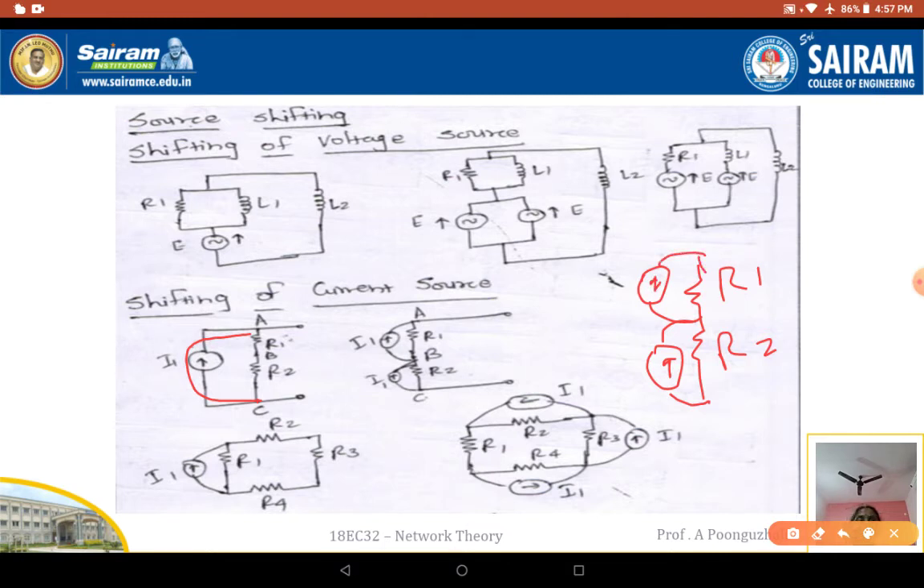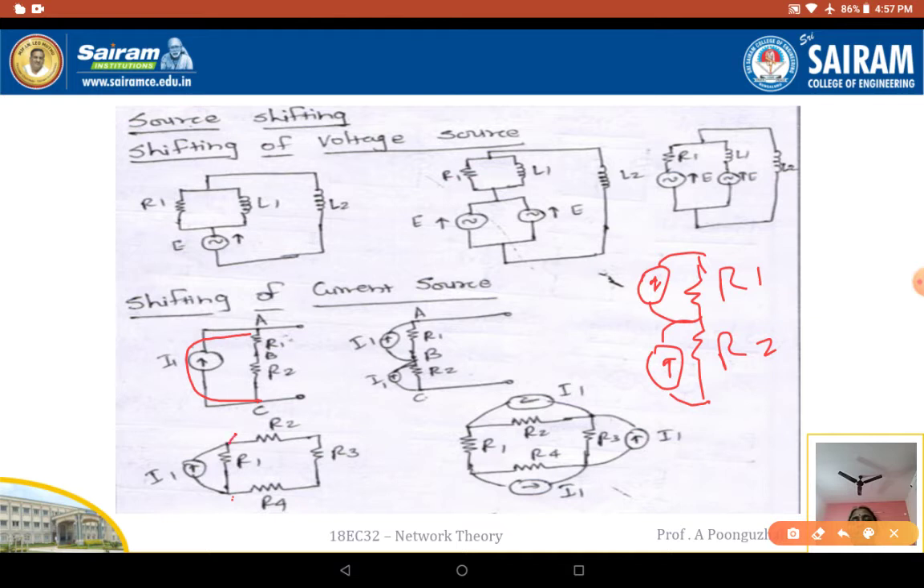That means I can have my current divider rule. That is, your current flows from C to B and B to A. The same I1 current flows like this. So my current source is going to get shifted there. Here, suppose it is like this, my current starts at this point and ends at this point.